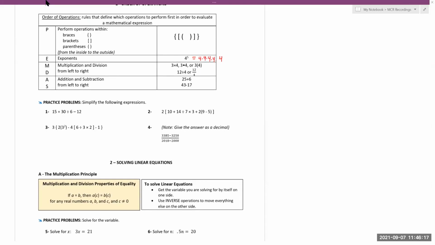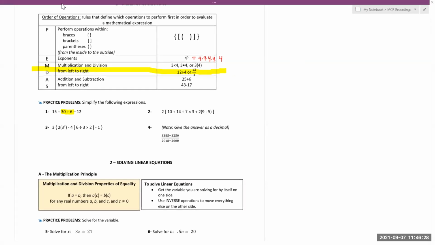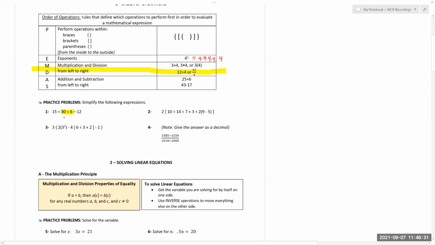So when I'm looking through practice problem 1, I've got plus, divided, minus. So I'm going to do the division part first, because that falls on this line. So 30 divided by 6 is 5. Then I'm going to write the rest of the equation back in. Now, addition and subtraction just move left to right. So you would do left, 20 minus 12 and get 8 for your answer.